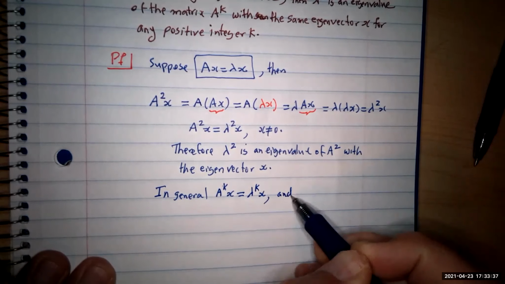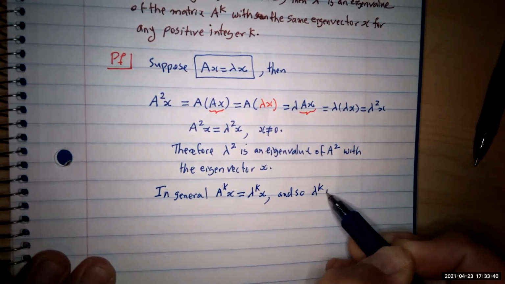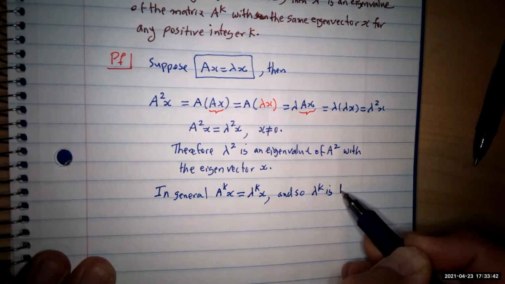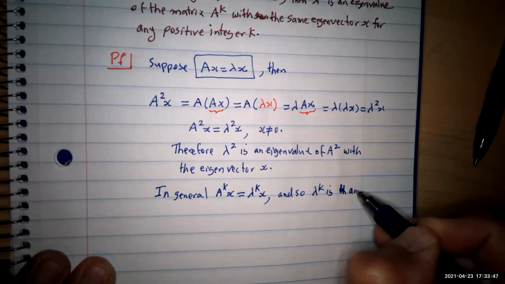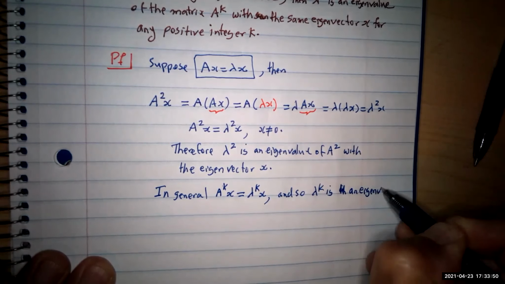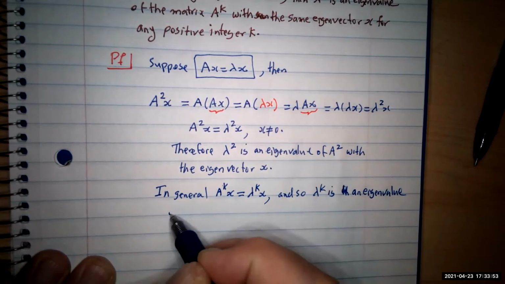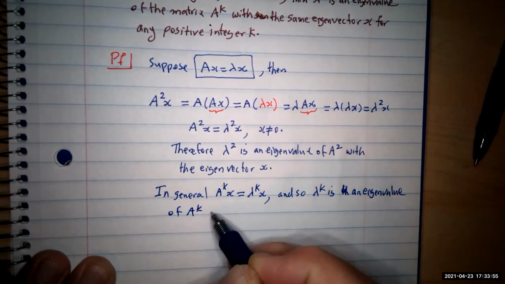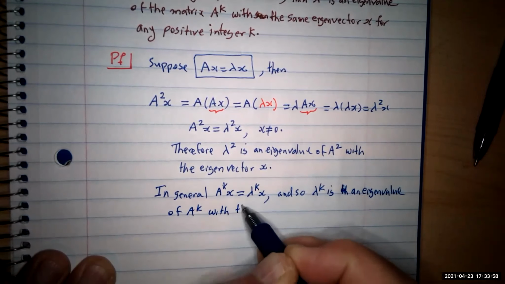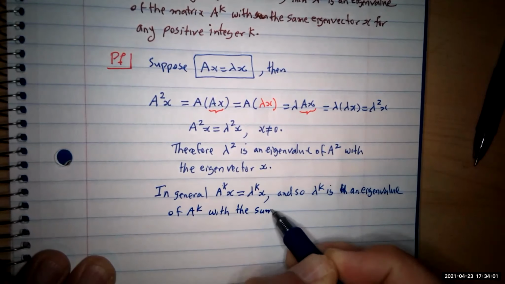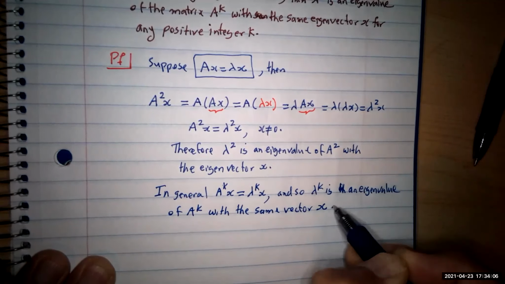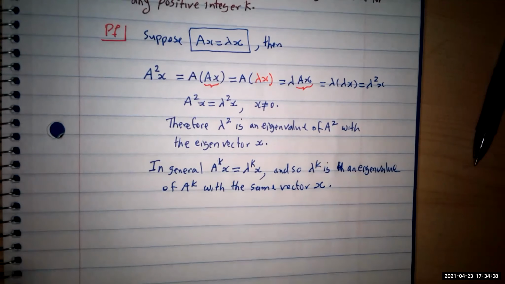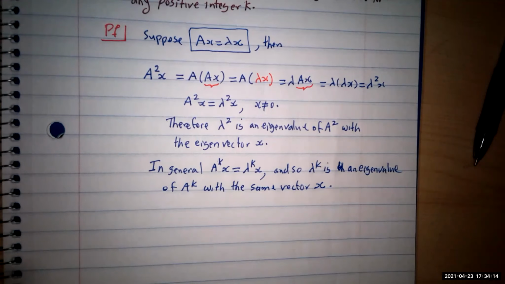Okay, and so lambda to the k is going to be what? It is an eigenvalue of A to the k with what? With the same vector, same vector x. So we just proved it for A squared. The rest are going to be the same, so we accept it in this format.